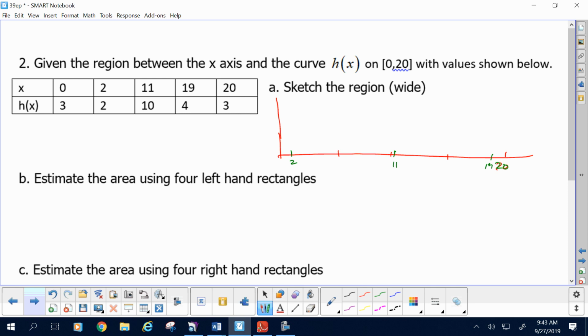Really, it's better if you don't put any scale down. If you just show the numbers of the x's in the table only, right? Because otherwise you can confuse yourself on your delta x's. You with me so far? For the heights, I need to go up to 10, so I need to basically graph 0, 3, 2, 2, 11, 10, that's high, 19, 4, and 3.